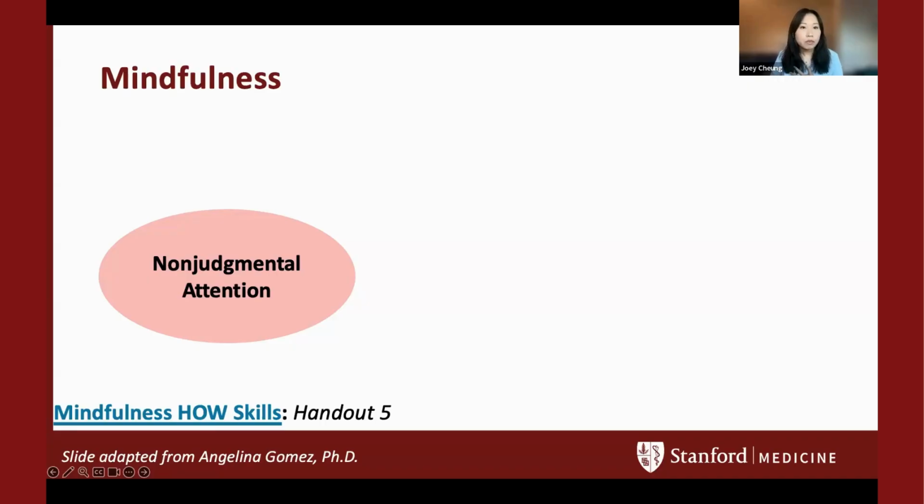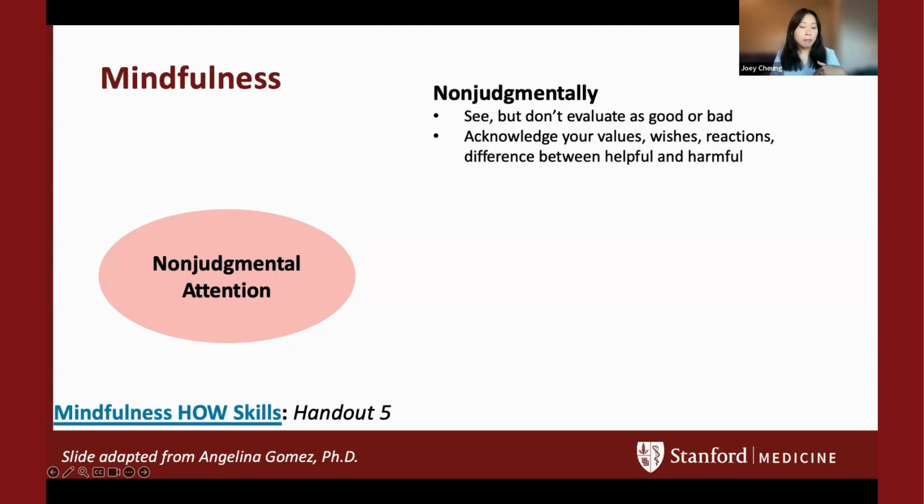And so when we talk about mindfulness skills, particularly the how skill, we're talking about doing mindfulness in a way that is non-judgmental, seeing things as they are, but not evaluating them as good or bad, using that as a moment to acknowledge your values, your wishes, your reactions, noticing the difference between what is helpful and what is harmful.